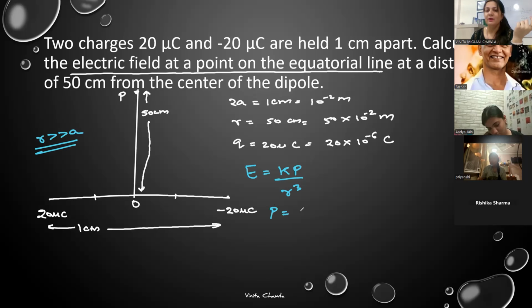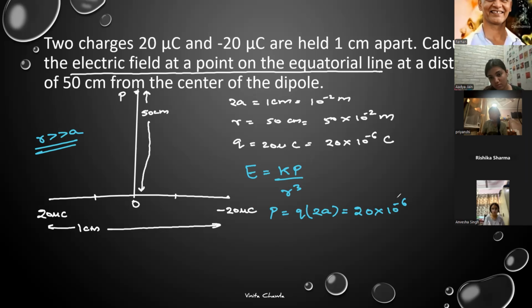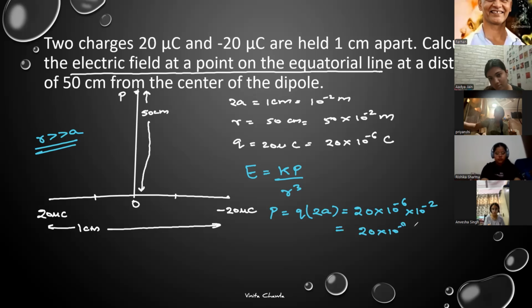How do we find dipole moment? It is charge multiplied by the length of the dipole. Just put the values here, you'll get the value of the dipole moment. Charge is 20 microcoulomb, 20 into 10 power -6. Rishika, please turn on your camera. And the length is 1 centimeter, so 10 power -2 coulomb meter, right? So you'll get 20 into 10 power minus 8 coulomb meter as the dipole moment.